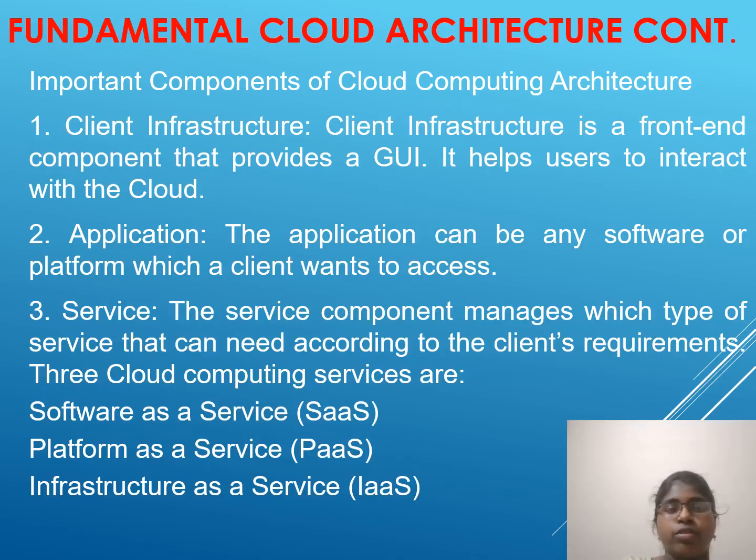What are the important components of cloud computing architecture? First one is client infrastructure. Client infrastructure is a front-end component that provides the graphical user interface. It helps the user to interact with the cloud. Example, the user device like a laptop or phone used to access the cloud. Next one is application. The application can be any software or platform which a client wants to access, like Gmail, Zoom. It's the actual software. Next, service. The service component manages which type of service is needed according to the client requirements, like software as a service, platform as a service, and infrastructure as a service.